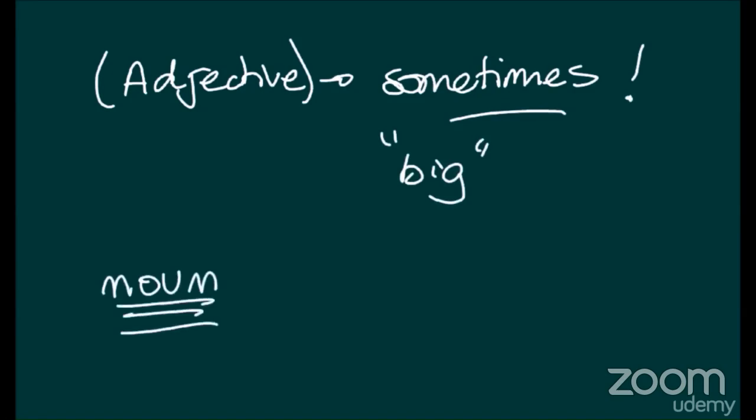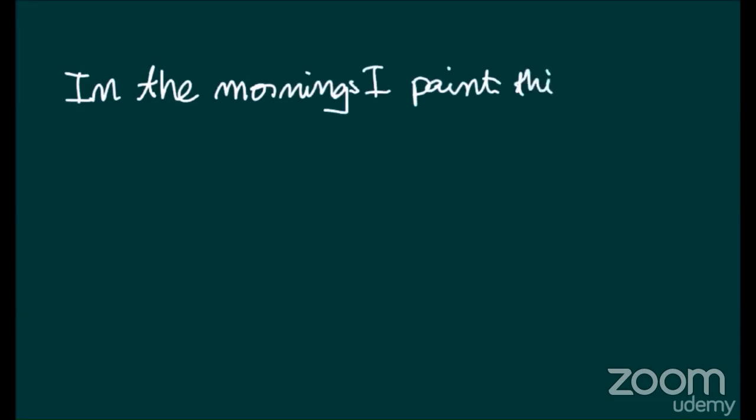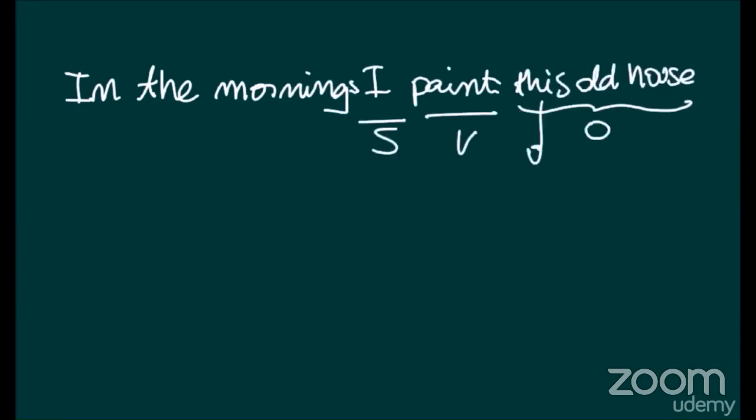The last thing, but the most important, is the noun. It can be a person or a thing. Let's put this all together. In the morning, I paint this old house. I is the subject, paint is the verb, and the object has three parts. This is the article, old is the adjective, and house is the noun.